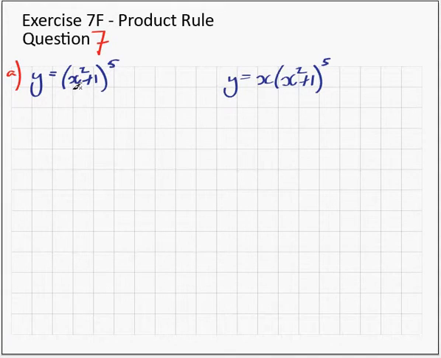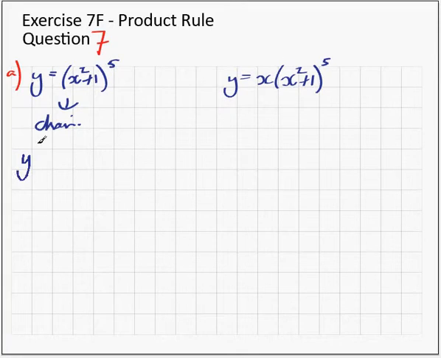This question asks us to do the question basically in two steps. It firstly asks us to differentiate this one using the chain rule. We know that's a good effective choice here because we've got brackets and a power, and it's too large to expand and do it term by term.